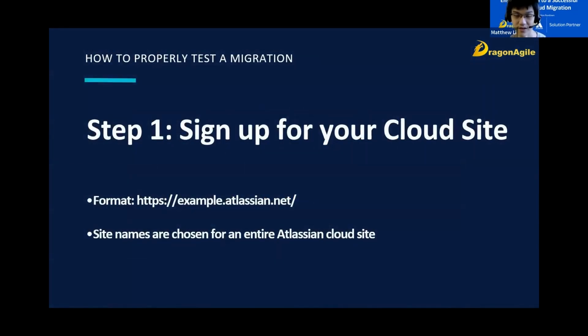So step 1 is to sign up for your cloud site. The format of your cloud site will be example.atlassian.net, where example is your site name. One thing to keep in mind is that site names are chosen for an entire Atlassian cloud site at the time you sign up for your first product. So for example, when you first sign up for Jira Software Cloud, the same site name will be used for Confluence.